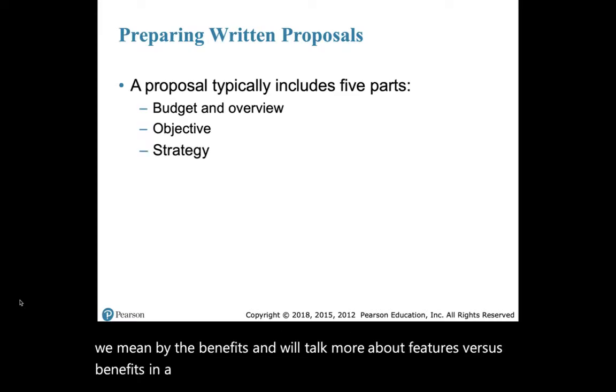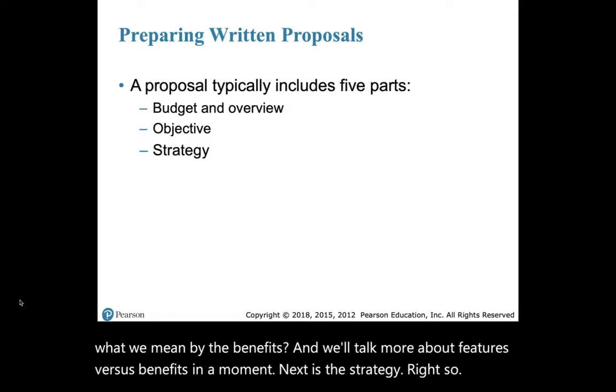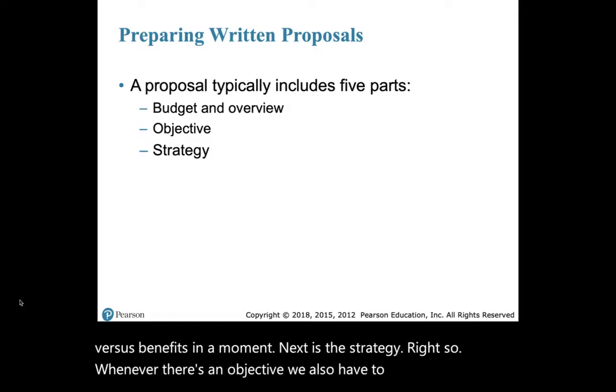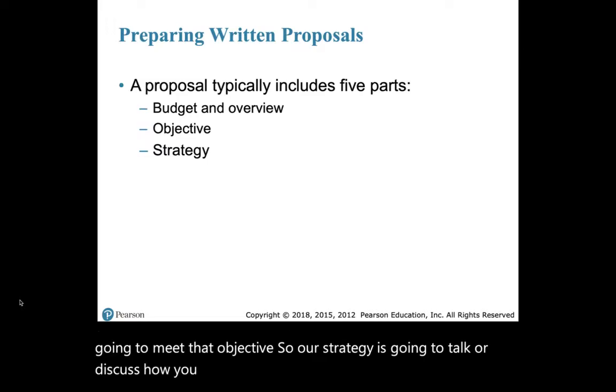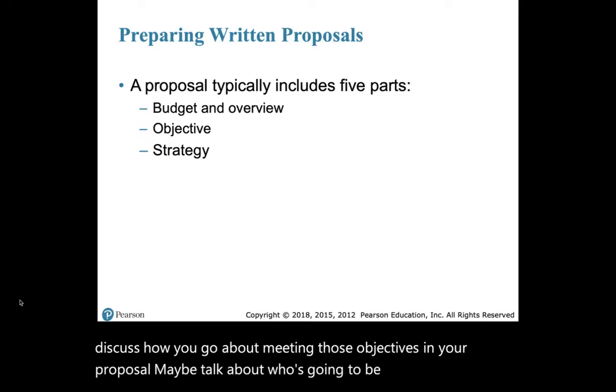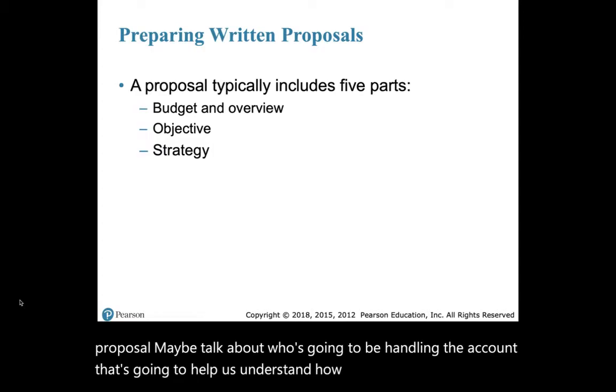Next is the strategy, right? So whenever there's an objective, we also have to discuss how we're going to meet that objective. So our strategy is going to discuss how you're going to go about meeting those objectives in your proposal. Maybe talk about who's going to be handling the account. That's going to help us understand how we'll actually meet that objective.